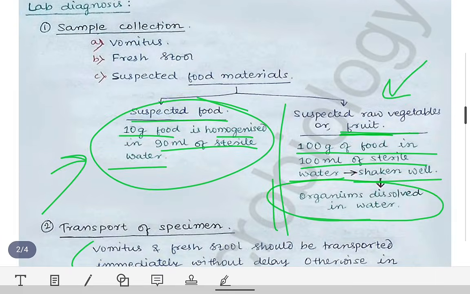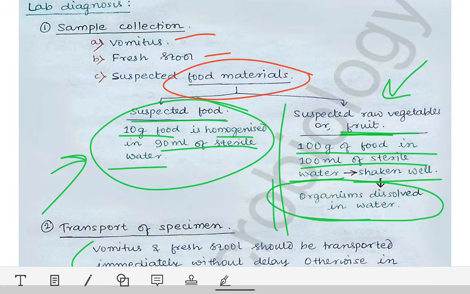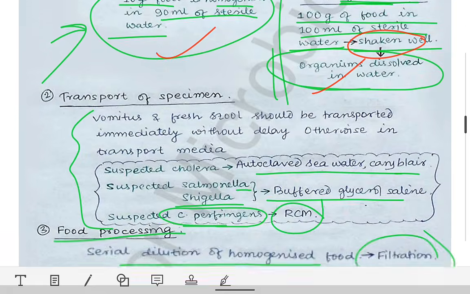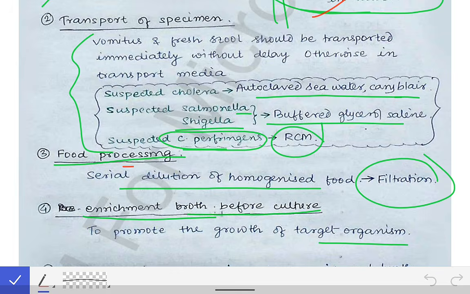In the laboratory diagnosis, you have to collect the specimen, not only the vomitus and the feces, but also the food material. And you have to homogenize the food materials like in this way. And then with the raw foods or the fruits or the raw vegetables, you have to shake it well. Then you have to transport the specimen based on your history taking, based on what type of organisms you are suspecting. Based on that only you have to select the transport media and transport the specimen. And then you have to do the food processing, because you have homogenized the food, so you have to separate the food particles, so that the filtrate can be used for culture media. So that's why you have to do the food processing.